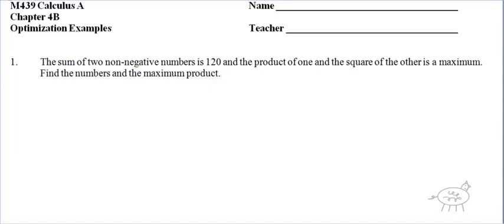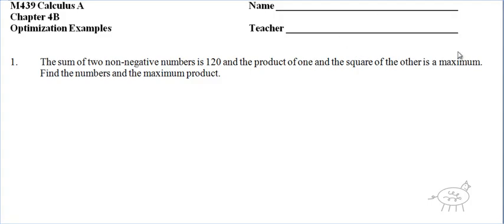When you're optimizing something, you're either trying to maximize something, like maximizing profit or maximizing volume, or you could be minimizing, like minimizing cost or minimizing surface area. When you're building a box, you want to minimize surface area but maximize volume, because you want to use the least amount of material and hold the most amount of material. These are just different types of problems, so let's go through this.